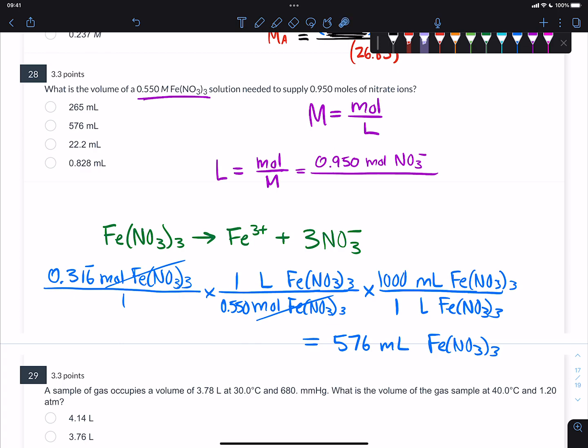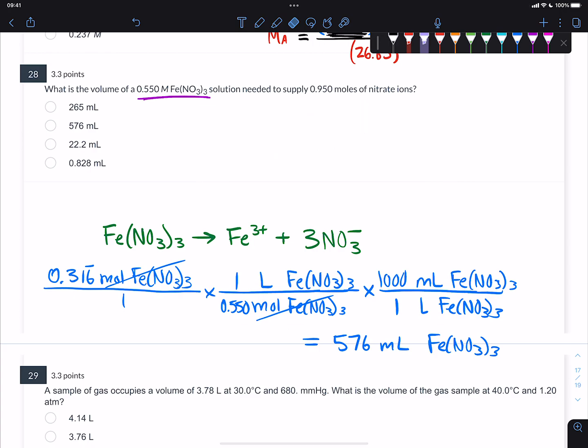So a review of what just happened. We didn't really need this part actually. It's probably easier to do it with dimensional analysis. What we figured out is that the equation says for every 1 mole of iron 3 nitrate, we'll get 1 mole of iron and 3 moles of nitrate. And the math we did showed us that we just need a third of it. So we turned our moles of iron 3 nitrate into liters and then liters into milliliters, and that's going to be your answer.